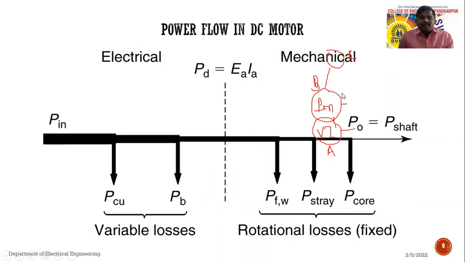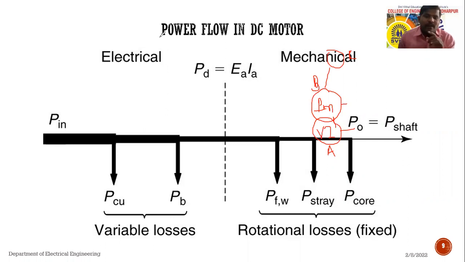Do you know that the DC motor is an electromechanical device which can convert electrical energy into mechanical energy? Electrical to mechanical or mechanical to electrical? Electrical to mechanical. That means the input of the motor is in the form of electrical, and the output of the motor is in the form of mechanical, right? So in between that electrical to mechanical, some losses will occur.